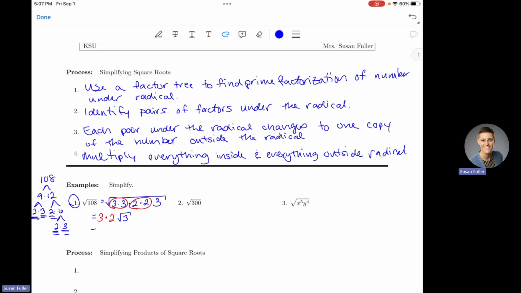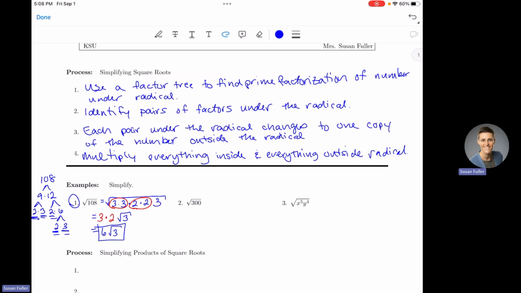And so now to simplify, we're going to multiply everything on the outside. 3 times 2 is 6. And we're going to multiply everything inside. The only thing I have is 3. So I know that the square root of 108 is 6 times the square root of 3. All right, go ahead and try 300 on your own. And when you're ready, come back and hit play.